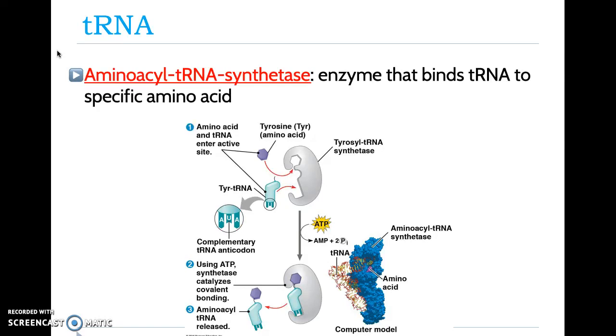How does the right amino acid attach to that tRNA molecule? It is by an enzyme called aminoacyl tRNA synthetase. You don't have to know the details about this, but you should know the name and what it does. The tRNA molecule needs an enzyme in order to bind to the right amino acid in order for translation to occur.